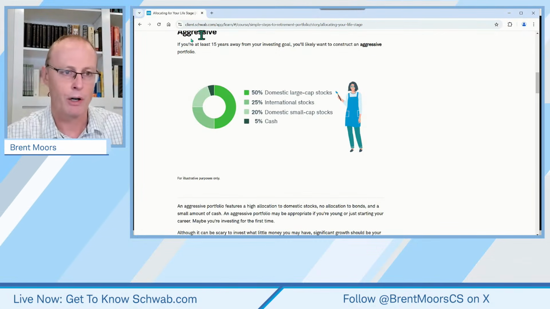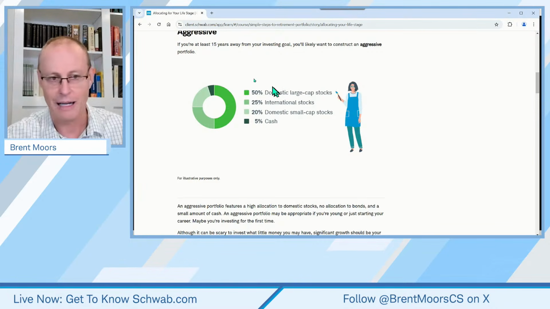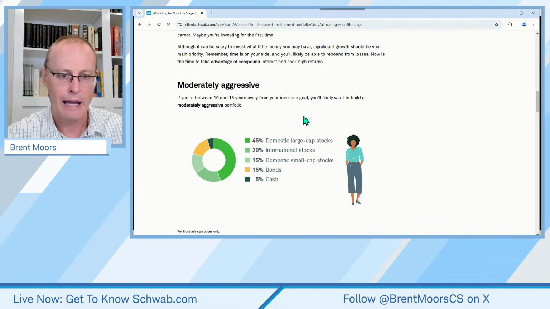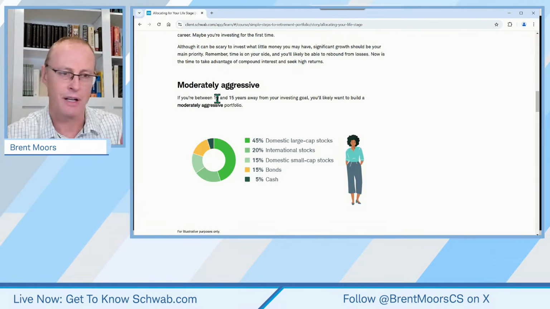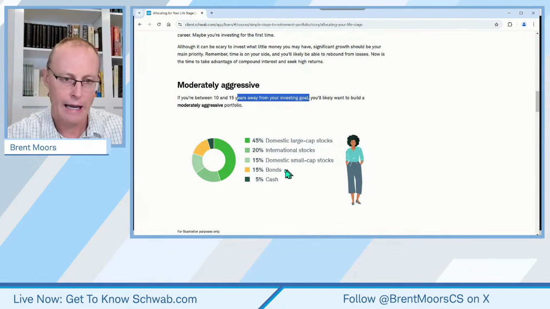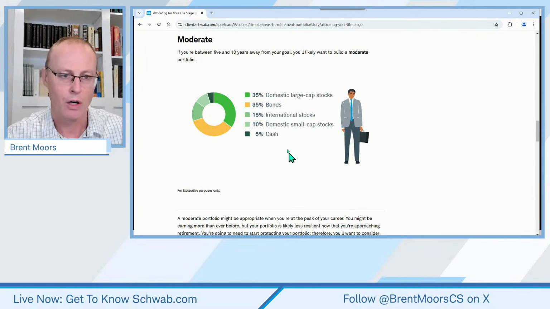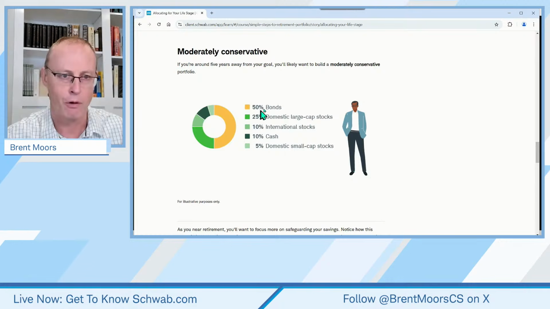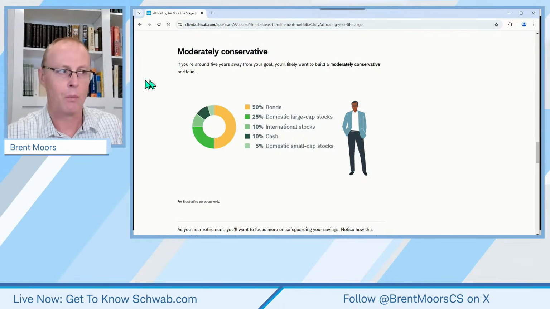Here's kind of a more aggressive allocation. Notice it has a pie chart there. And you can go through to a moderately aggressive allocation. And a lot of this depends on how far you are away from a retirement or an investing goal. And you can see bond allocations kind of creep in the more conservative you are in your portfolio, and conservative portfolios may have more. So there's that. Okay, that's the first thing.